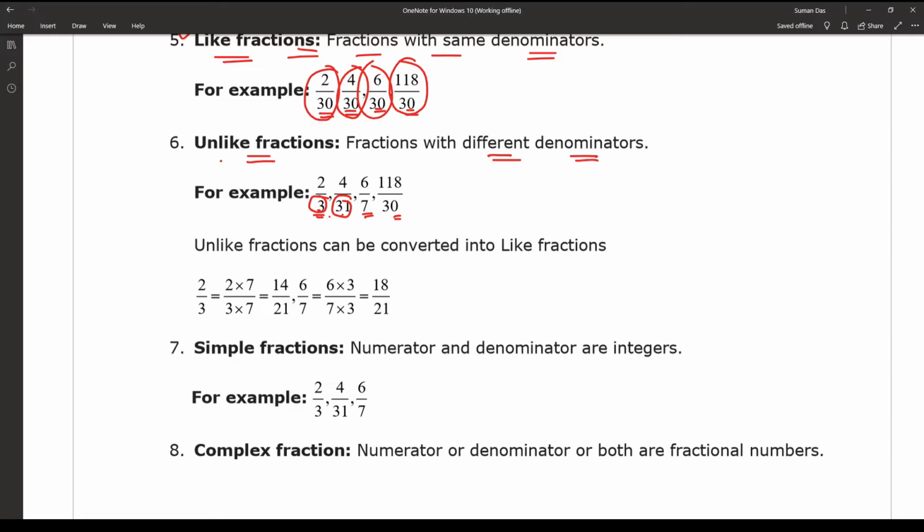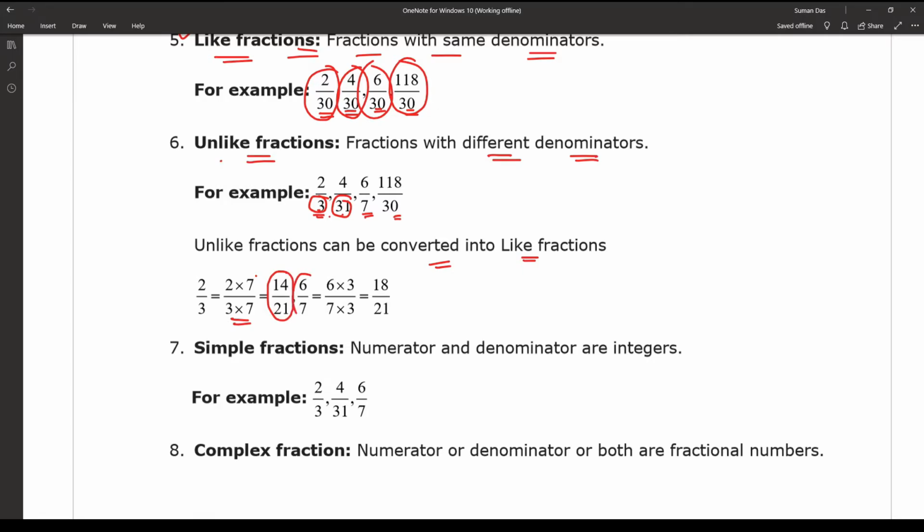Now the unlike fractions can be converted into like fractions. How? Suppose 2 by 3 and we have 6 by 7. Now we multiply the denominator 3 with 7, and for that we also have to multiply the numerator with 7. So we get 14 by 21.